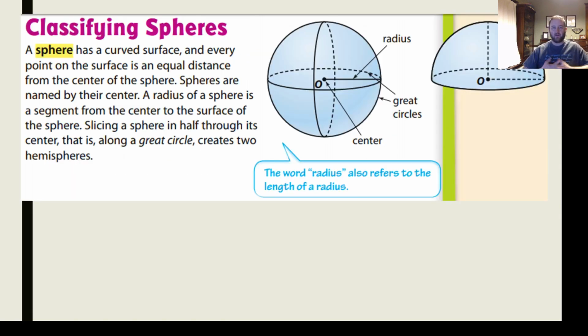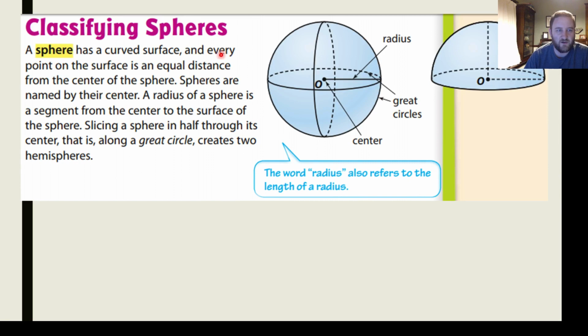Alright. So the next two figures we're going to talk about are spheres and hemispheres. So as you can see by this figure, okay, you guys should know what a sphere is if you play any sports or you watch sports, right? Any kind of ball that you might play with, a soccer ball, baseball, basketball, those are all examples of spheres. The Earth is an example of a sphere.